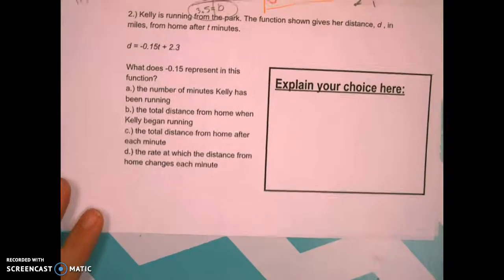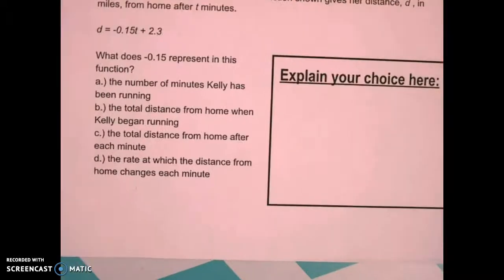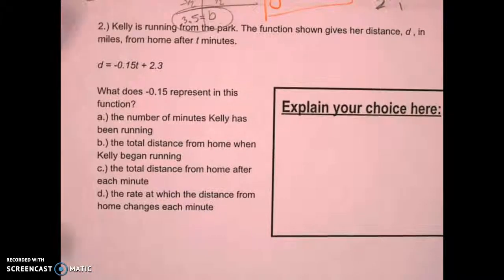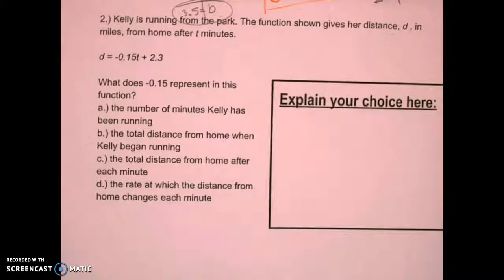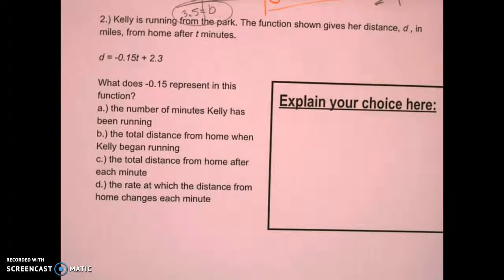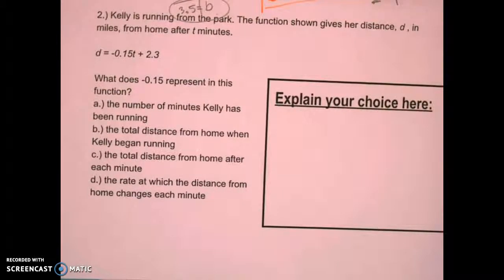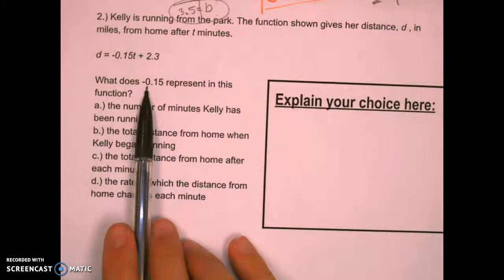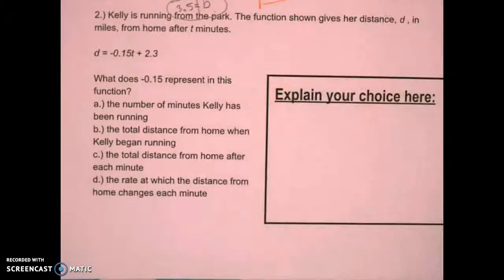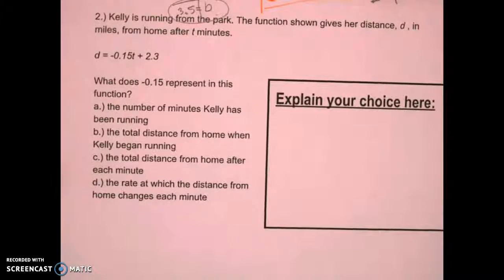Alright, so it says Kelly is running home from the park. How cool. I wish I could run. The function shown gives her distance d in miles from home after t minutes. So negative 0.15t plus 2.3. Okay, so that's our function of her distance from home. Now we need to figure out what does negative 0.15 represent in this function. Obviously the answer isn't going to be that it's her slope, so I know that it has to do with her consistently increasing or decreasing, because I know that it's the slope.